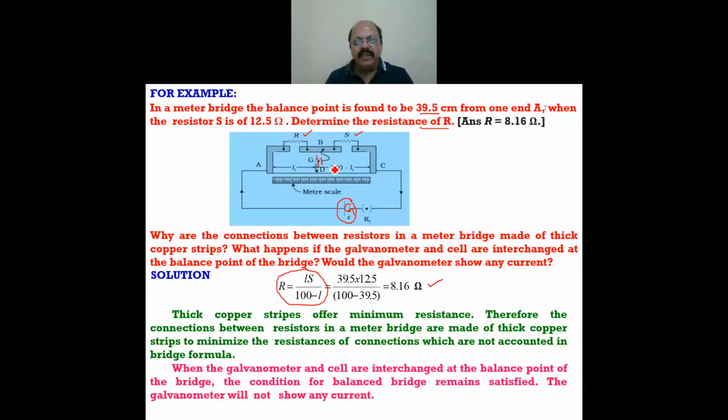You can redraw it and then see whether there is any effect. I think no effect takes place. It means in that condition when we are interchanging galvanometer and the cell, even then we are getting the balancing condition, then the galvanometer will not show any deflection.